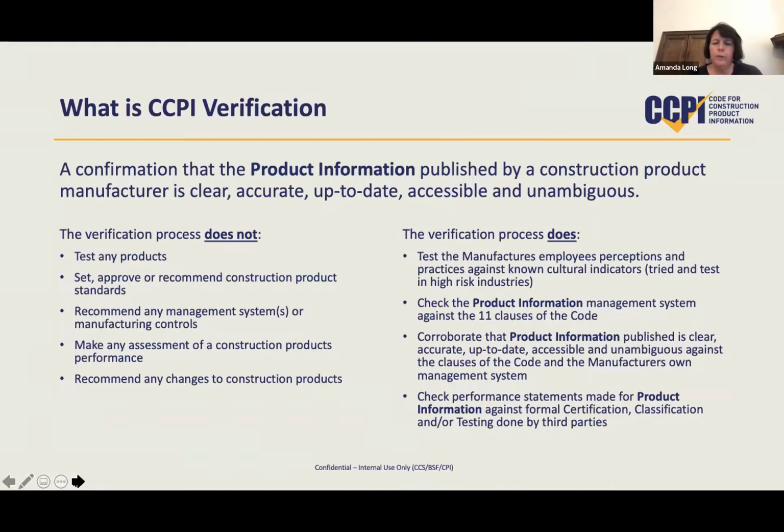What we do in the verification process is fundamentally, we check that the product information has management systems that work to support the 11 clauses of the code. We then seek to corroborate that the product information that's being provided is clear, accurate, up-to-date, accessible, and unambiguous against the code and against the manufacturer's own management systems.